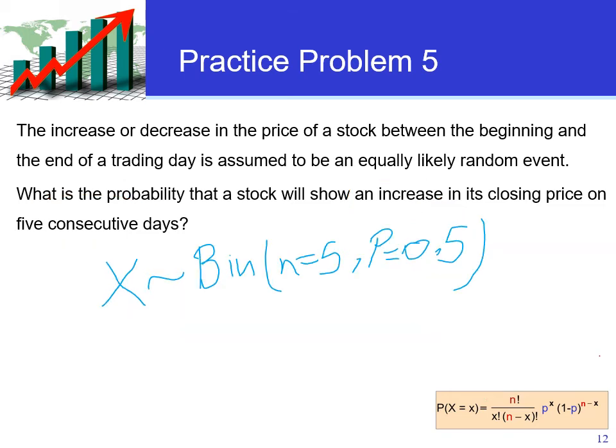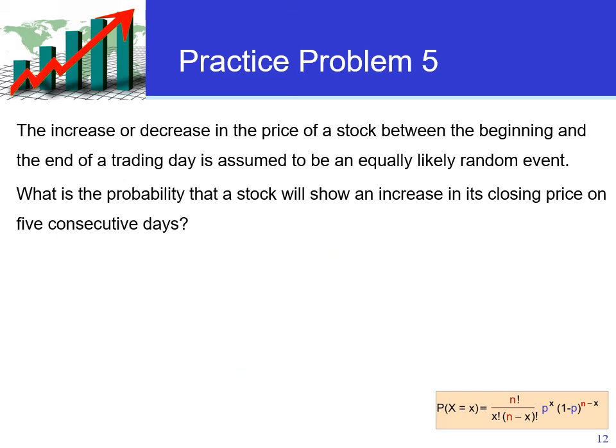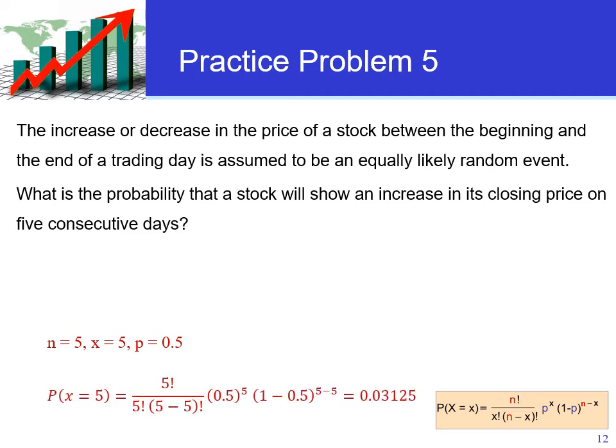Right, now the question asks to have 5 consecutive successes. This means that x equals 5. We need to find the probability of x equal to 5. So having n and p, we can plug them into the formula down here, and then we're going to get the answer. So the probability is about 3%. So there is a 3% chance that in 5 days in a row, we get a price increase each day.